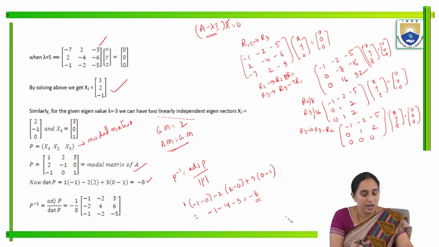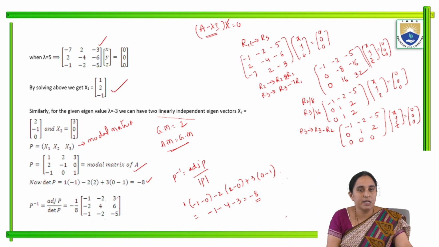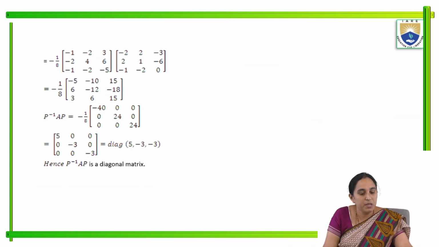After that, apply the sign pattern plus minus plus, minus plus minus, plus minus plus. From that we get directly minus 1, minus 2, 3, minus 2, 4, 6 and minus 1, minus 2, minus 5. Therefore, P inverse is 1 by 8 into this matrix. After getting the eigenvalues and eigenvectors, we get P inverse also.